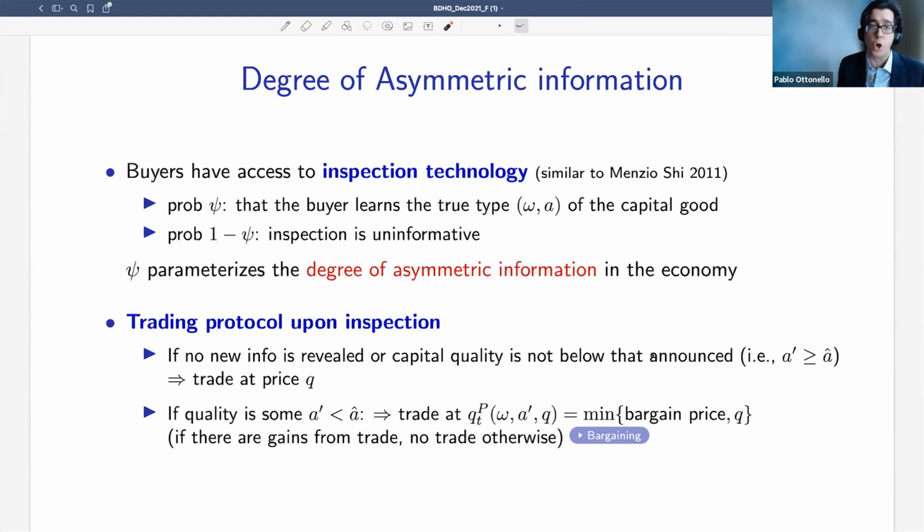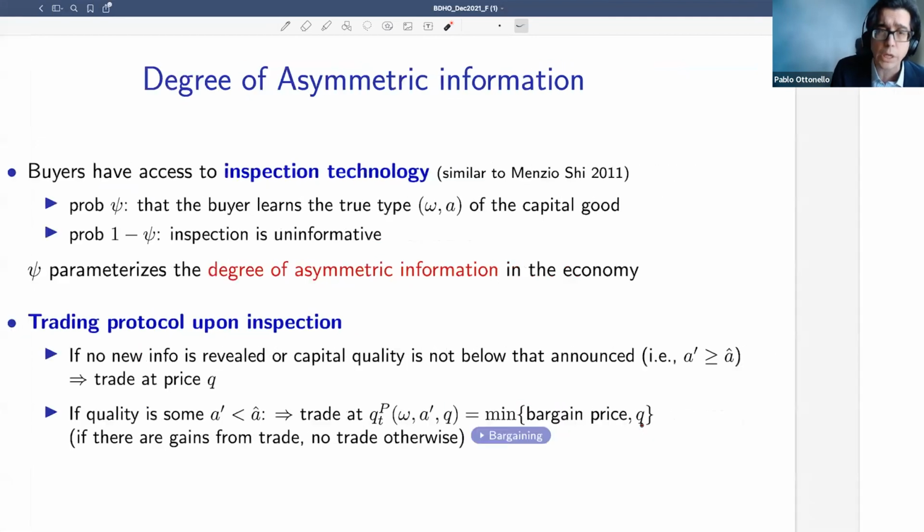We assume that if no information is revealed about capital quality, or if the quality is not below the one that the seller announces, then trade takes place at the listed price of Q. But if the quality that is revealed upon inspection is less than that announced, trade takes place at some punishment price, which in our baseline model we consider a bargaining between the seller and buyer. If there are gains from trade, no trade otherwise, at the minimum between that and the listed price.